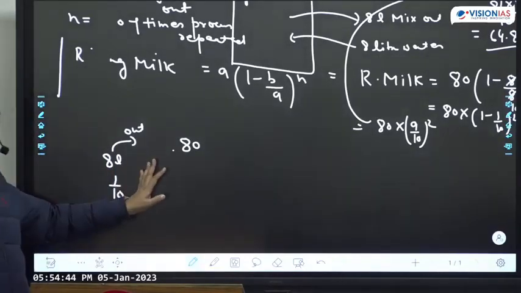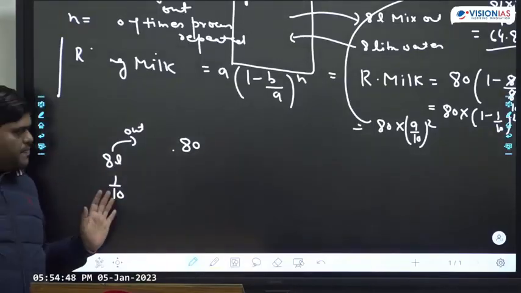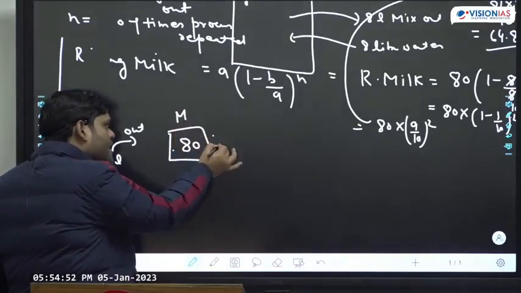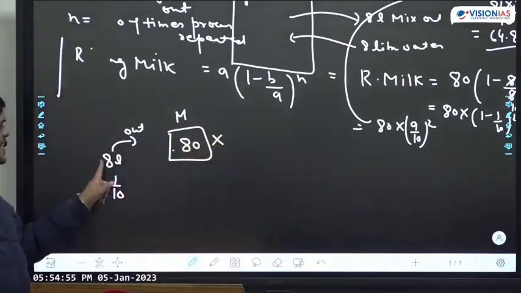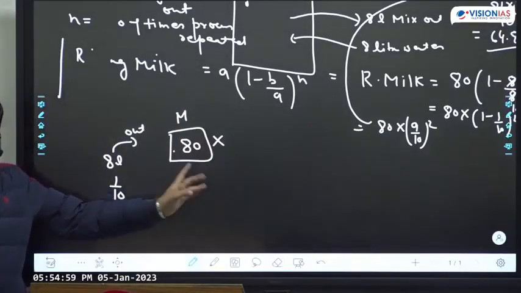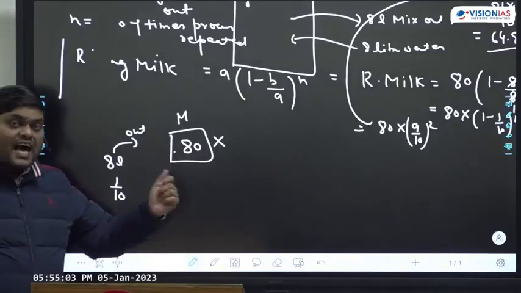I am telling you how, without pen and pencil and without the formula also, you can solve this problem. So initially milk was 80. Now what happened? When you are taking 8 liter of milk out, you are adding 8 liter of water. So when you take 8 liter of milk out, what will happen?